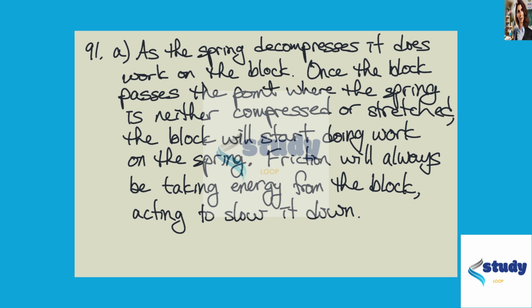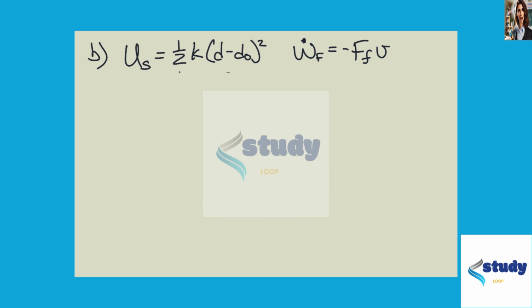So then we're asked, let's see here, to use the work energy theorem to derive an expression for v squared in terms of d. Okay, so we have the potential energy in the spring. d naught is going to be our unstretched length, which is 0.4 meters, and then we have the rate of work done on the system by the friction force. Okay, so this is the power that's being dissipated by the friction force.